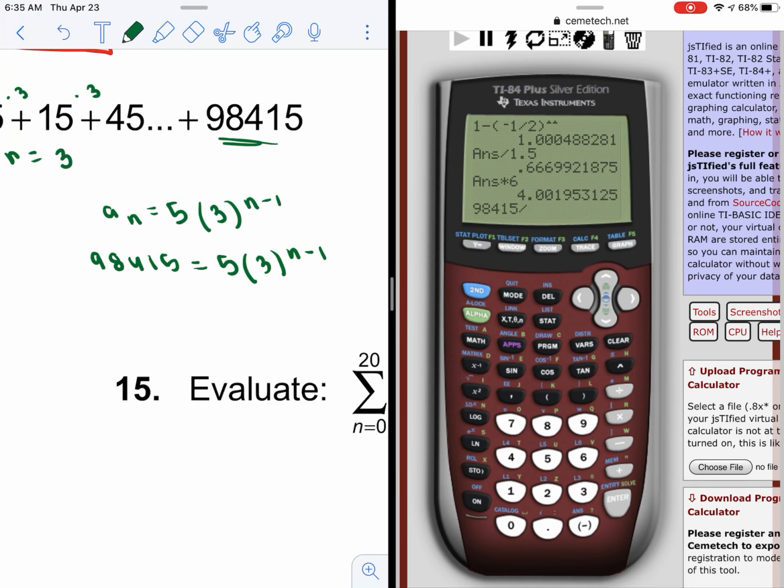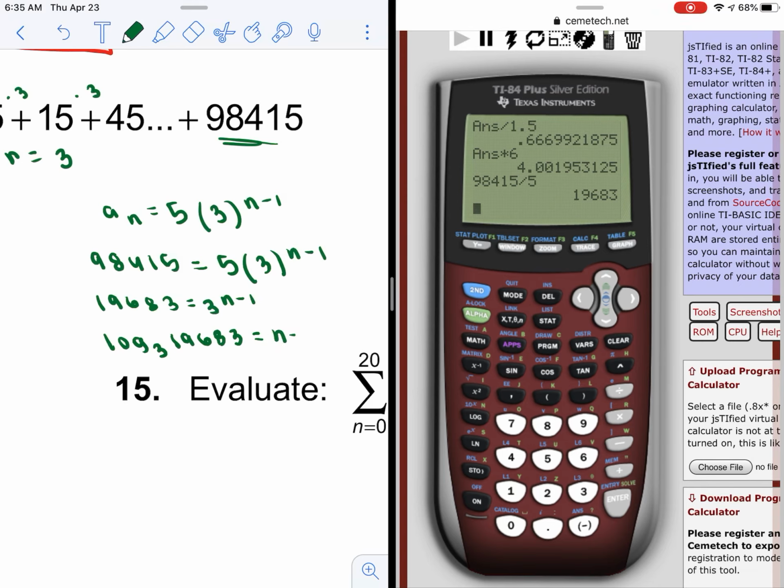98,415. We could divide by the 5 in the front, and then from there, we can write this in log form. Remember, I've also talked about how you can do exponential form, you can do guess and check as well. Or, take the log of both sides. I'm going to rewrite this as log base 3 of 19,683 equals n minus 1.